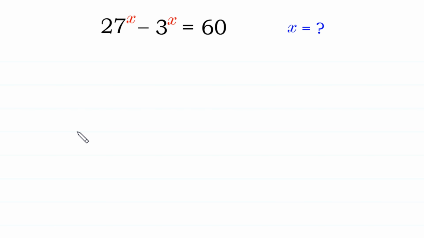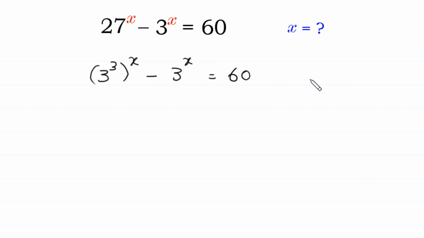Hello, welcome to how to solve this exponential equation. 27 to the power x minus 3 to the power x is equal to 60. We can write this 27 to the power x as (3 to the power 3) whole to the power x, minus 3 to the power x is equal to 60.